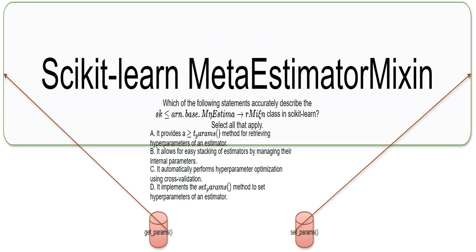The Scikit-learn library in Python provides the MetaEstimatorMixin class. It's a foundational building block, a kind of helper class, designed to make working with estimators, models, easier. Think of it like a toolbox for managing the settings of your machine learning models. This is the quiz question, prompting us to identify true statements about the MetaEstimatorMixin. It's testing our understanding of this important Scikit-learn class.